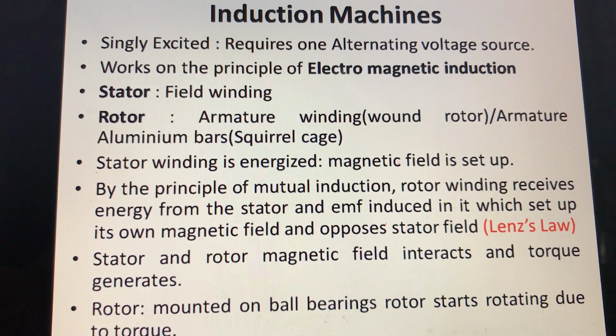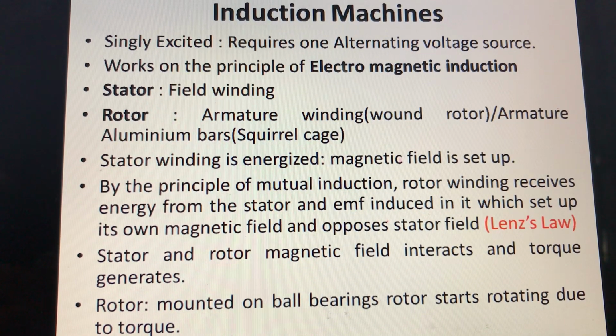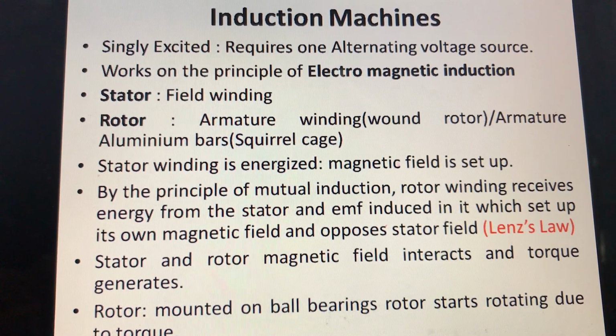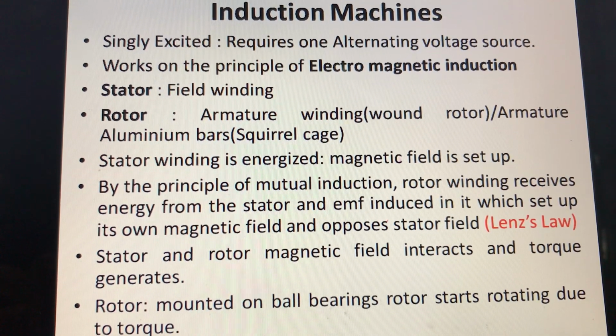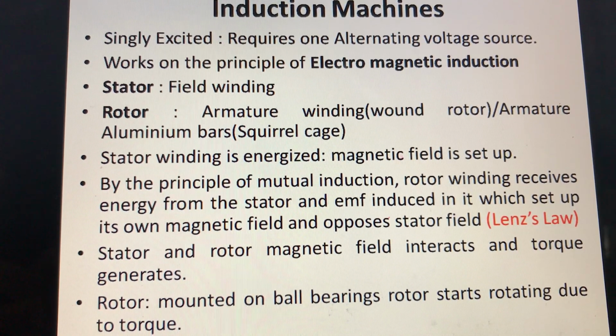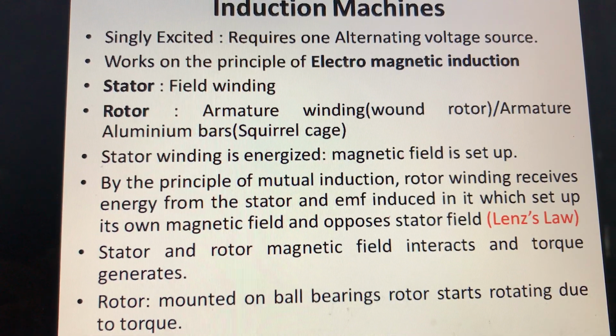So the first classification is induction machines. They are singly excited machines, that is, they require only one alternating voltage source. They work on the principle of electromagnetic induction, that is Faraday's laws of electromagnetic induction, which states that whenever the amount of magnetic flux linked with a circuit changes, an EMF gets induced in the circuit.